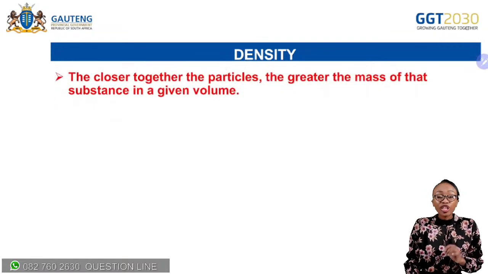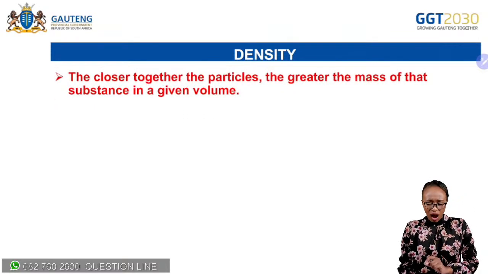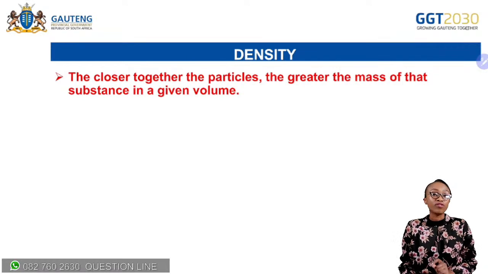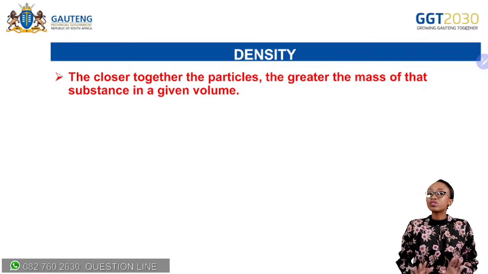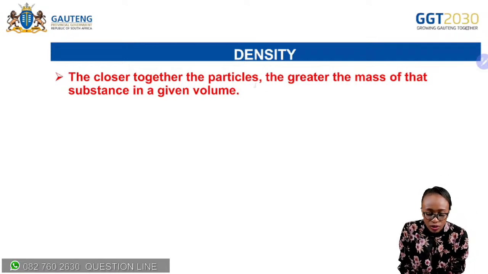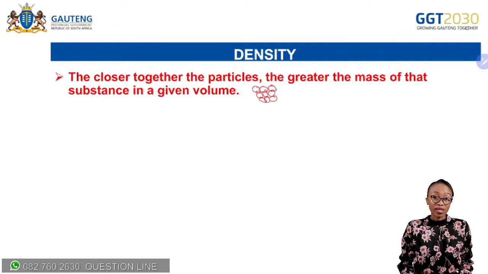Now, the closer together the particles are, the greater the mass of that substance in a given volume. That's why most of the time when we're comparing solids to liquids, the masses are actually different. And we find that our solids are actually heavier. They have a greater mass because the particles are closely packed together, resulting in a greater mass in that given volume.